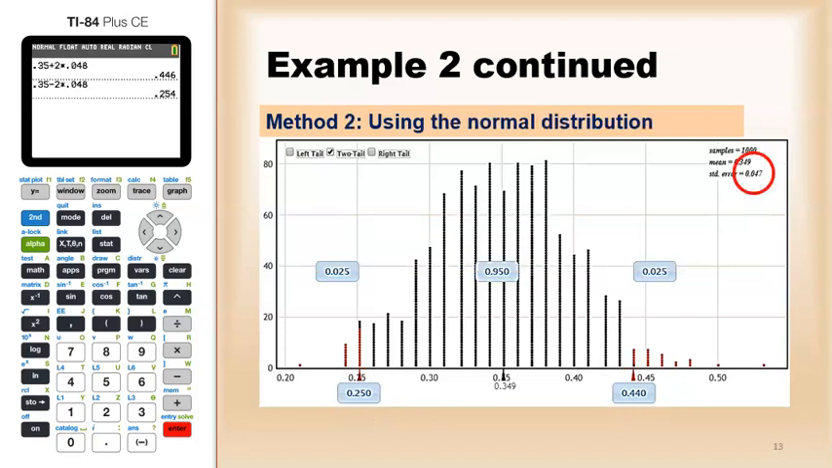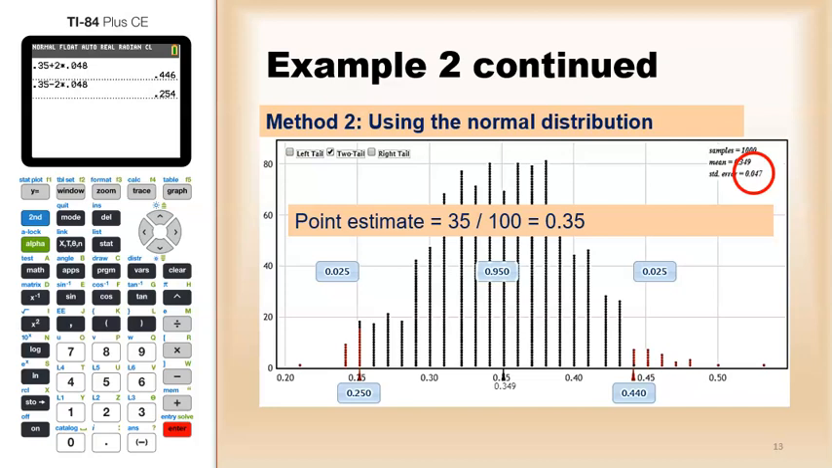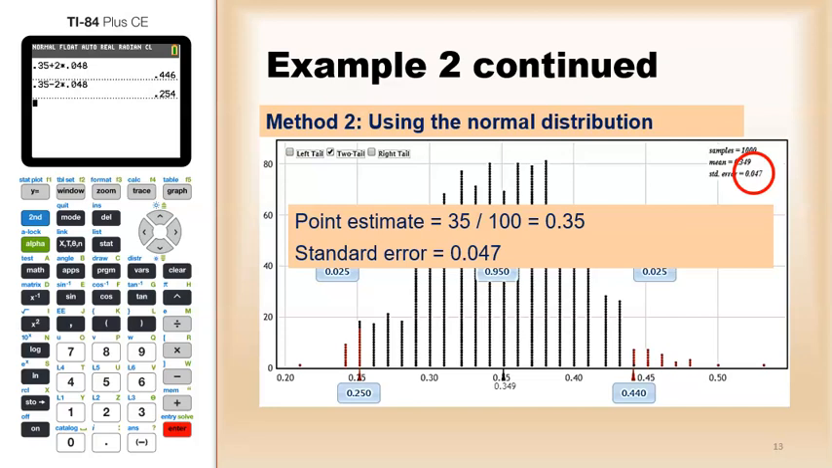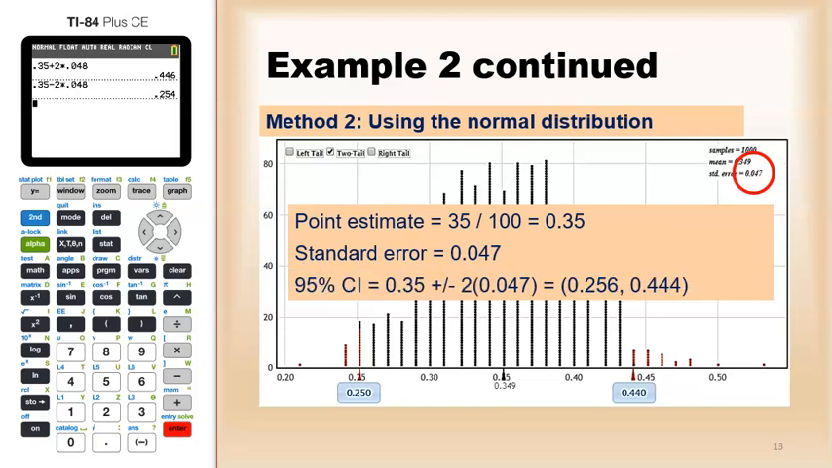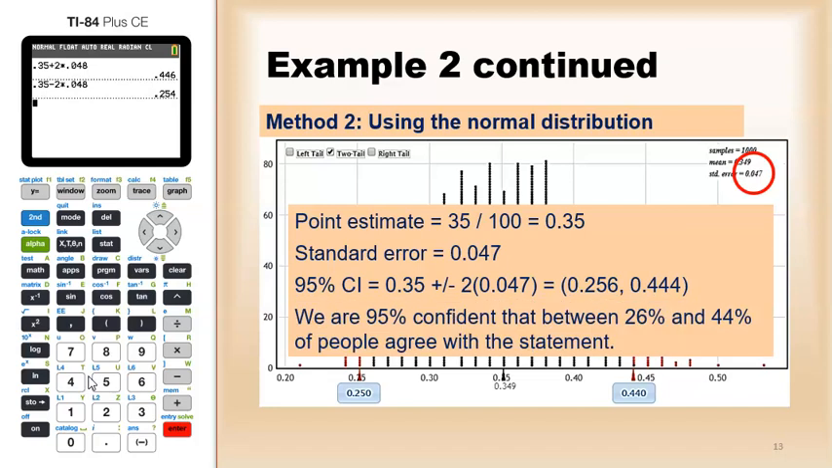A second method is to make use of the standard error, and then we figure out the point estimate was 35 out of 100 or 0.35. Standard error 0.047. Then the 95% confidence interval would be 0.35 plus or minus 2 times that 0.047, and we would get from 0.256 to 0.444. So nearly the same numbers I had before. So we are now, again, 95% confident between 26% and 44% of the people agree with the statement.